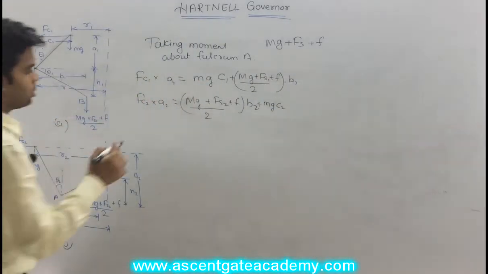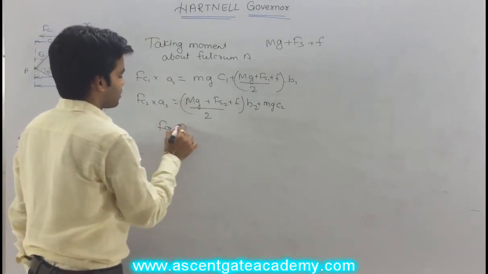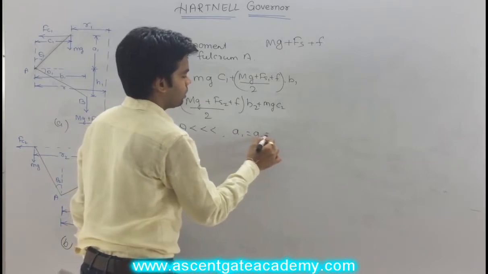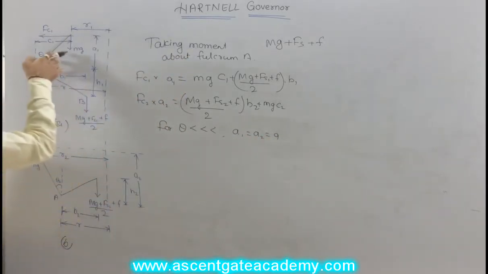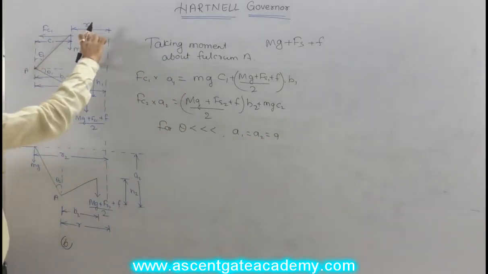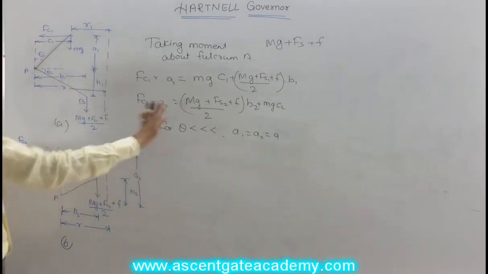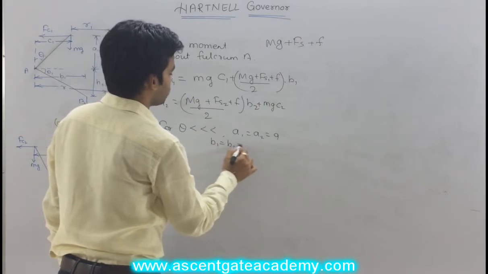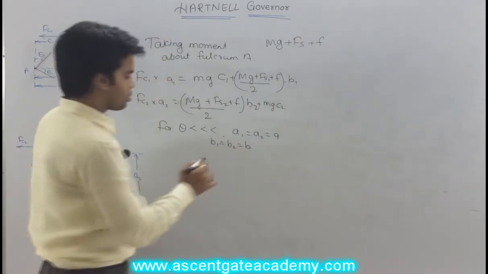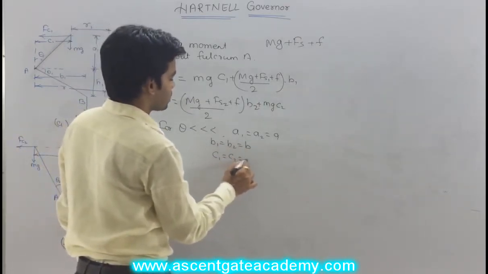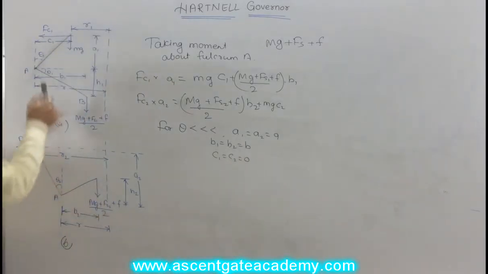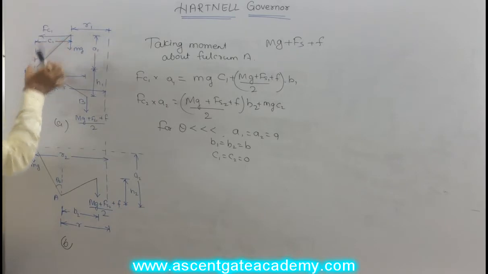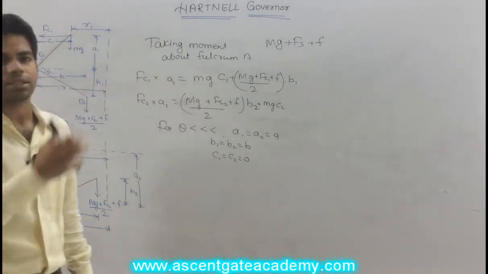Now for theta to be very less, a1 will be equal to a2 will be equal to a. If theta is very less, then this a1 will be equal to a2, which is equal to suppose a. Similarly, b1 is equal to b2 is equal to b. Also c1 is equal to c2, which is equal to 0. Now what is c? C is this distance. So if this theta is very small, then this c1 and c2 can be almost taken as 0.